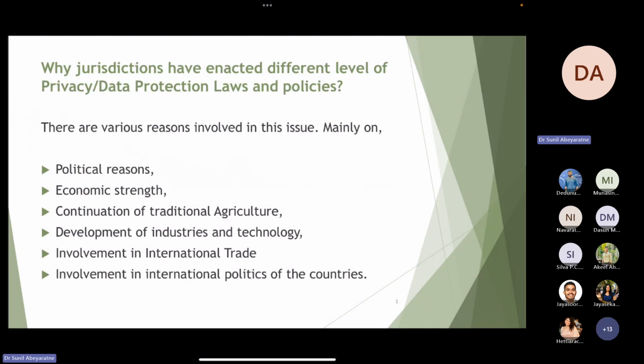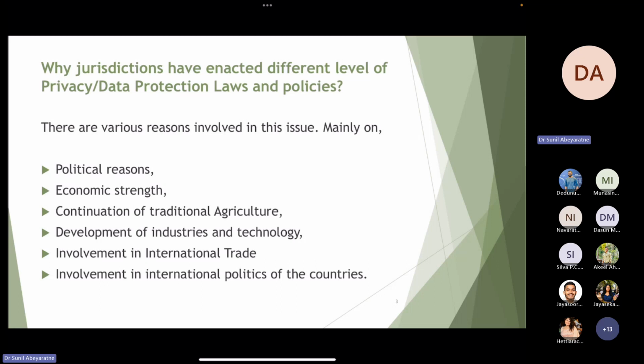Now what's the situation? Still you can't see slides. Yes, we can see. You can see, right? We can see. Because I think due to this bad weather, there's some connectivity issue. Anyway, sorry. This is technology, right?